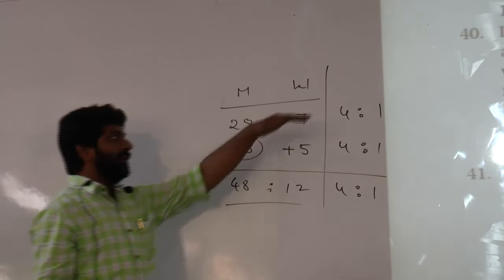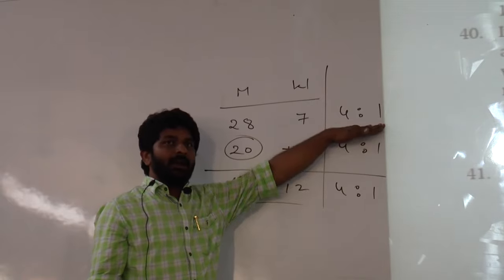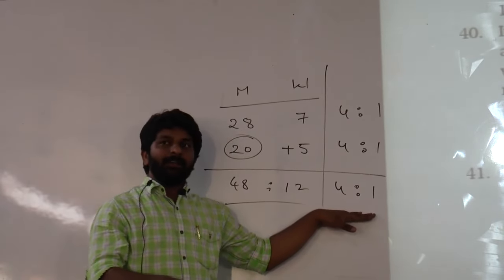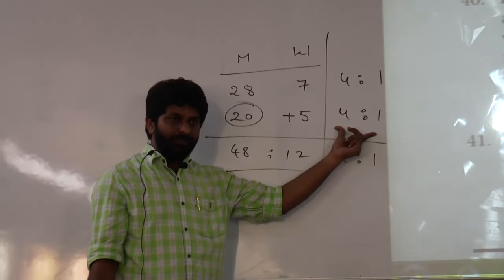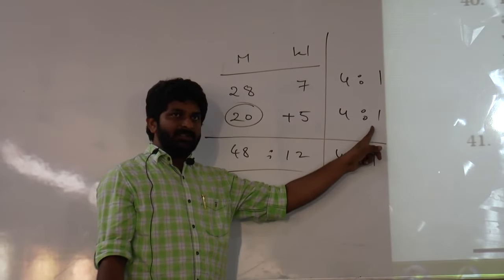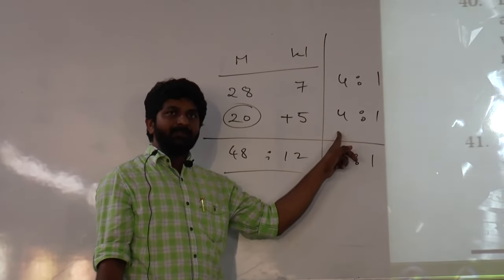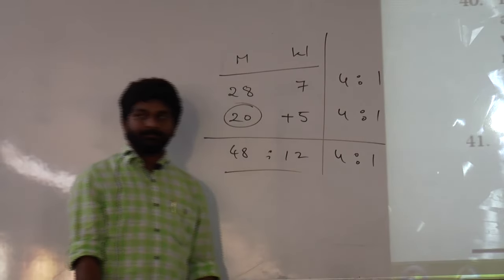In the initial container, we have the ratio 4:1, and in the final container also we are expecting a 4:1 ratio. So whatever you are adding should also be in the ratio 4:1. Water is 1 part, which is 5 liters. Milk occupies 4 parts, which is 20 liters.